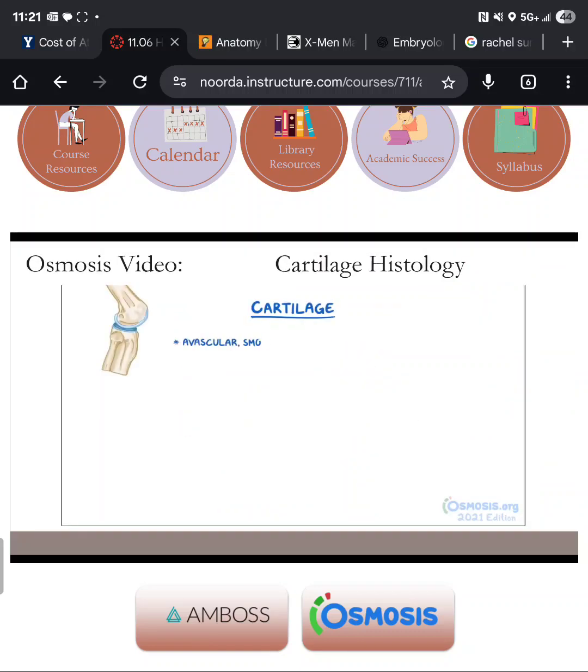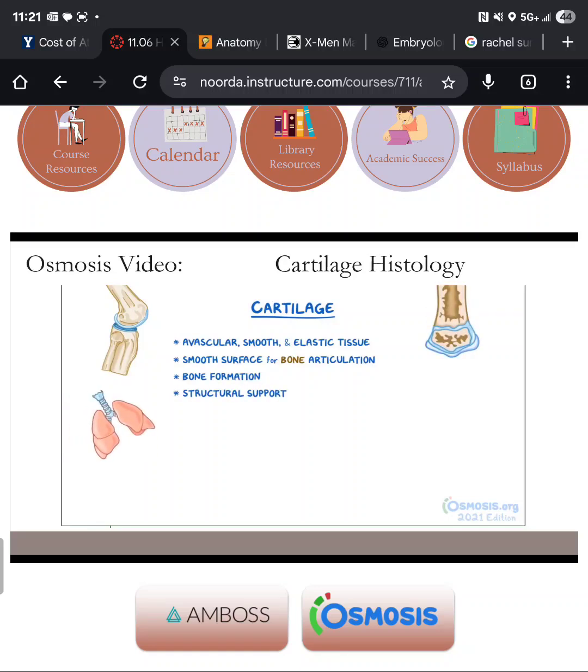Cartilage is an avascular, smooth, and elastic tissue with various forms that allow it to function in a variety of ways. It can act as a smooth surface for bone articulation within joints, play a role in bone formation, and also provide structural support, such as the cartilage rings in the trachea. The majority of the tissue consists of extracellular matrix, or ECM, and only a relatively small number of chondrocyte cells. Mature chondrocytes are responsible for secreting and maintaining the extracellular matrix of the cartilage.